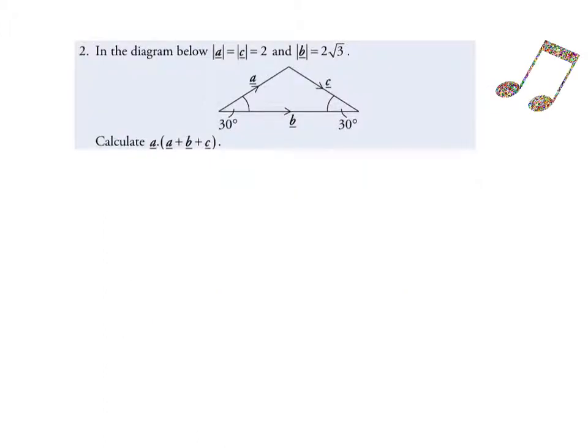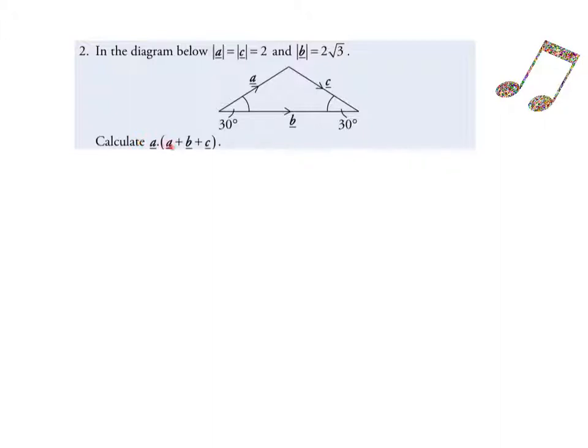In our final question, we're given another diagram. We have a triangle with three vectors A, B and C. We're given the two angles are 30 degrees. It's a nice isosceles triangle. We know that in all triangles the angles add up to 180, so if they're both 30, this one must be 120, I might need to know that.